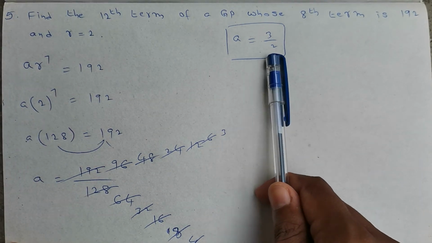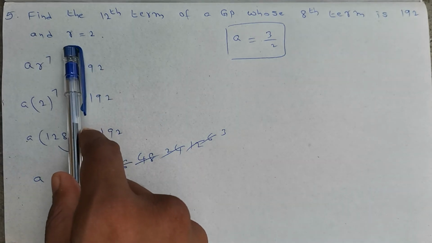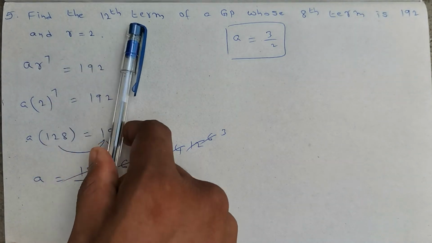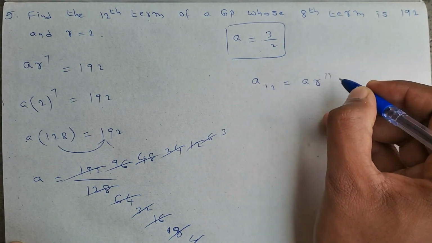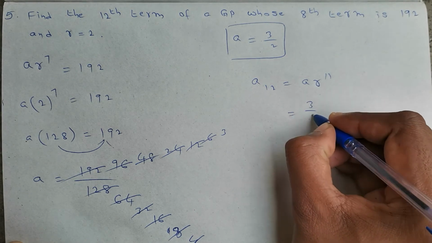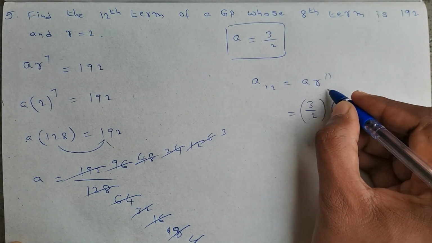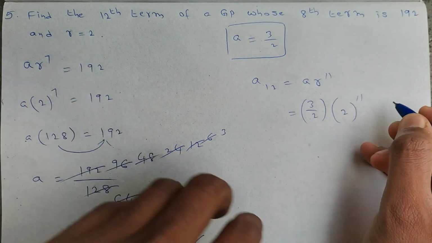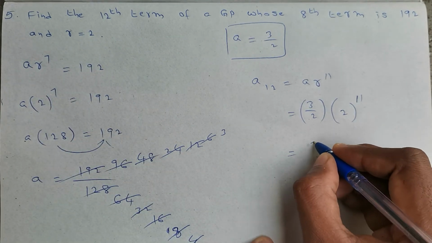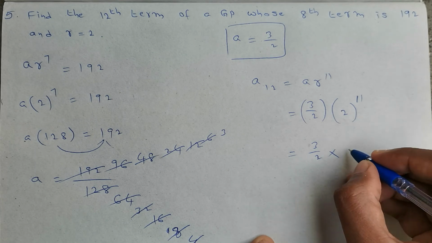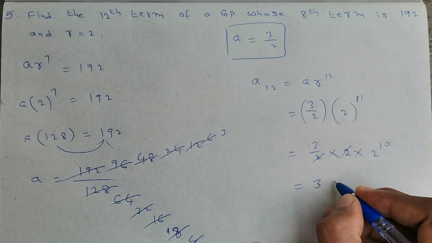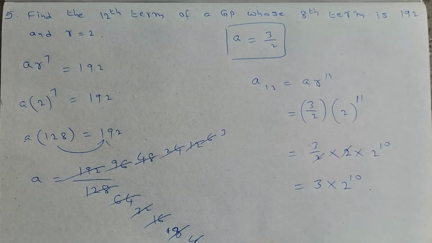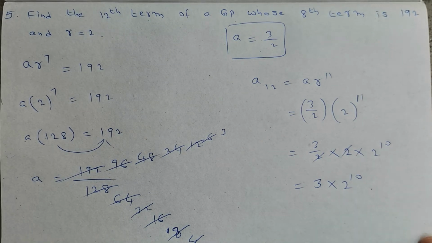So we got the A value, that is, the first term is 3 by 2, and the common ratio is already given as 2. Then we are asked to find the 12th term. So the 12th term A12 is equal to A into R power 11. A value is 3 by 2 into R value 2, whole power 11. Here 3 by 2 into 2 power 11 can be written as 3 by 2 into 2 into 2 power 10. The 2 will get cancelled, so we remain with 3 into 2 power 10. So the 12th term of the GP is 3 into 2 power 10.